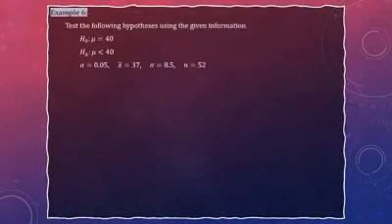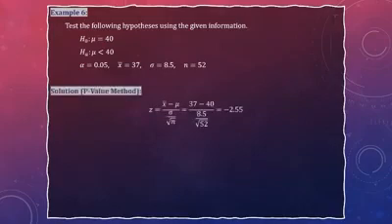To test again the following hypothesis using the given information. Null hypothesis, mean is equal to 40. Alternative hypothesis, mean is less than 40, and the level of significance is 5%. Sample mean is 37. Population standard deviation is 8.5, while sample size equals 52. So this time, we're going to use the p-value method, and again, we're going to use the Z statistic. Why? Because our n is greater than 30 and the variance is known.